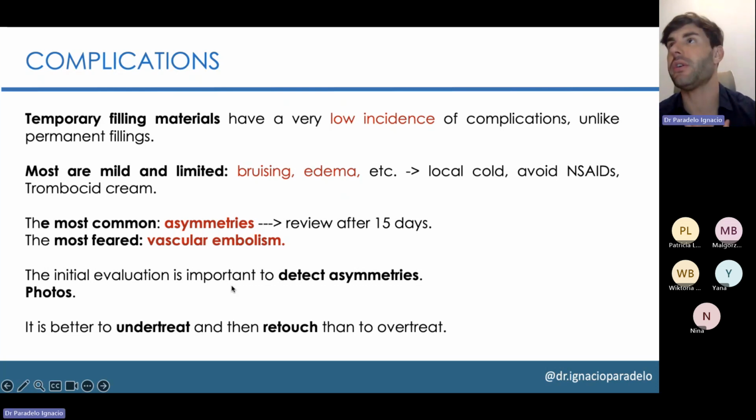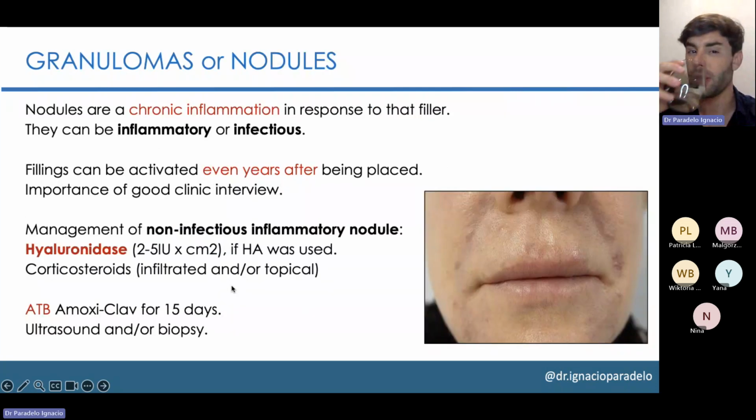And it's always better, and I always recommend, to undertreat and then retouch than to overtreat. It's also known that we can use hyaluronidase, but it's always better to undertreat and then do a review after 15 days, and then we can put more hyaluronic acid, but not overtreat, because if we overtreat, we're increasing the risk of complications. Okay.